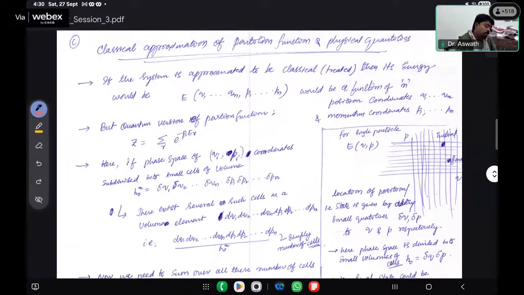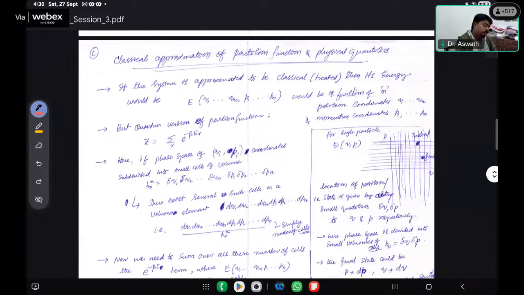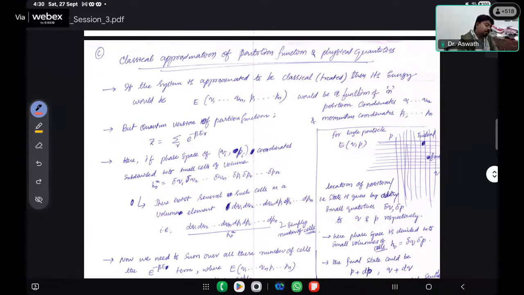Okay, so here the classical approximation. Now, if I take a system approximated to be classical, then its energy would be just the energy of contributions coming from, if n particles are there, q1 to qn, p1 to pn. Obvious, right? And its corresponding probability distribution, sorry, partition function is just whatever we had so far.